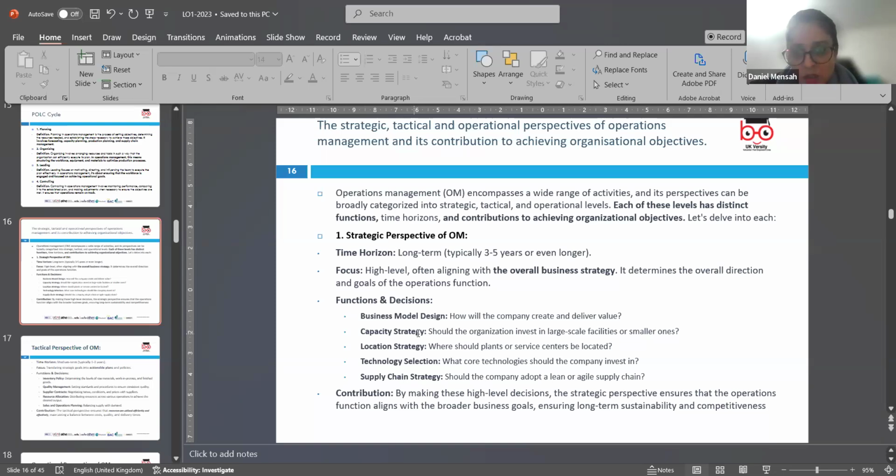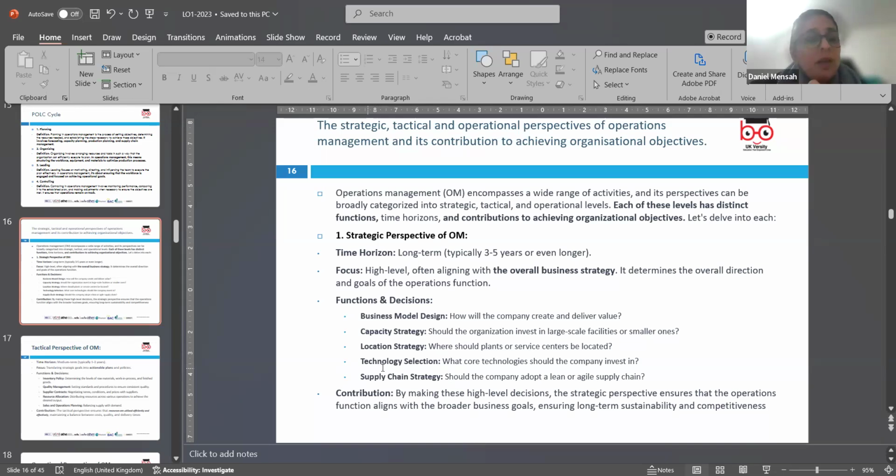Capacity strategy, they need to decide on the size of the capacity. It should be a big factory or small factory. And then location strategy, they decide the location of those plants or services. Technology selection, what kind of technology they are going to buy and invest in. So these are your strategic level decisions.